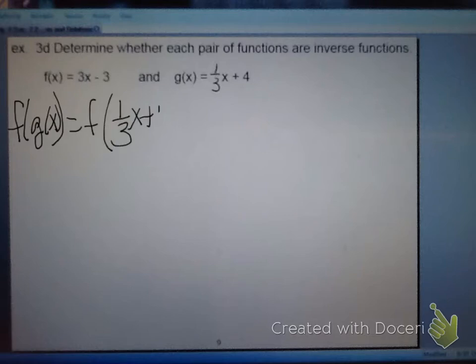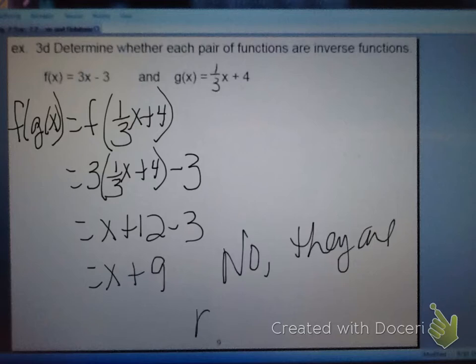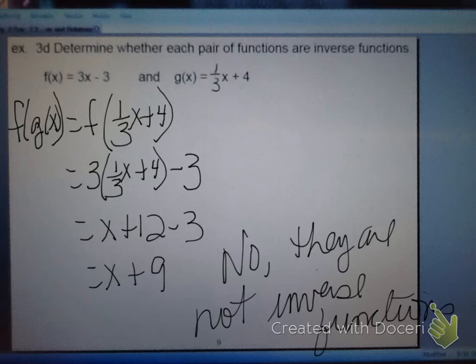Example 3d. When I plug that in, I get x plus 12 and then x plus 9, and because that is not simplified down to x, that is not an inverse function.